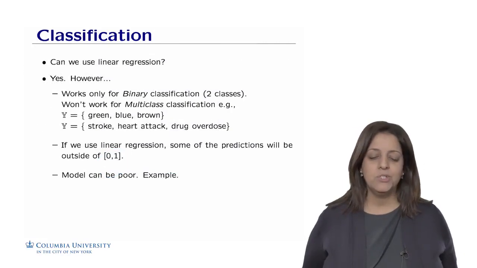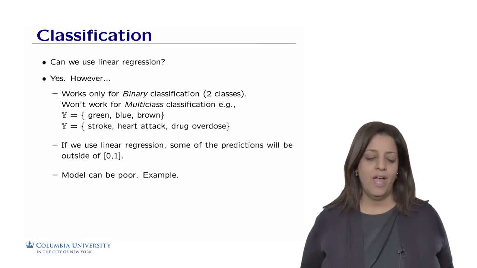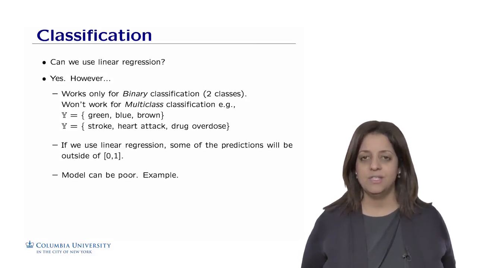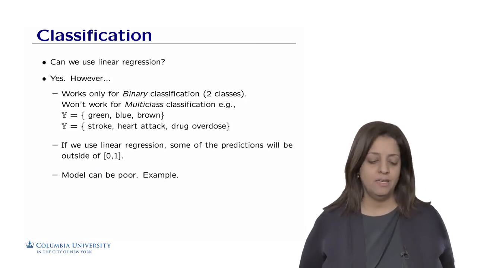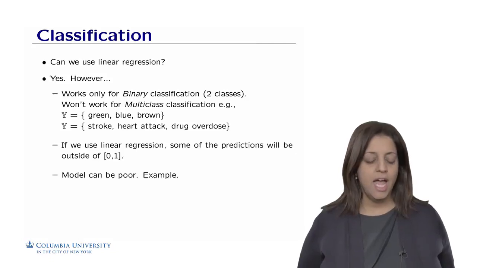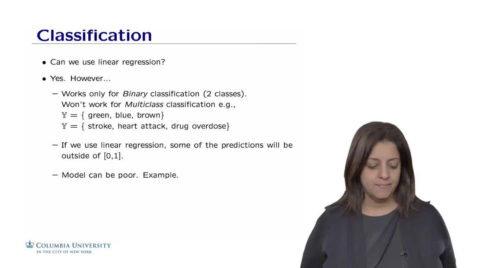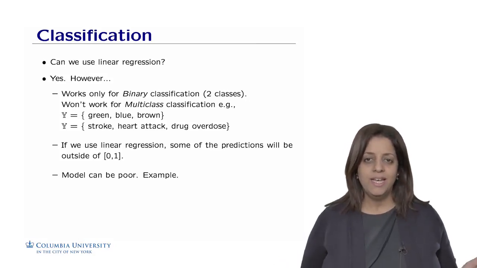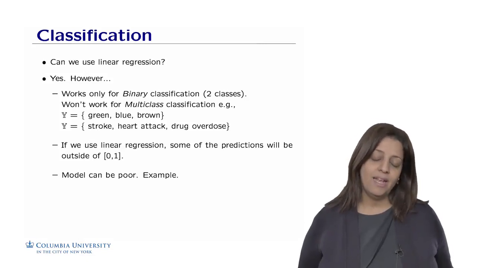You might be wondering whether we should just use linear regression. After all, we have a set of feature values, and we have an output that is 0 or 1, and linear regression allows us to find a numerical value as a prediction. Yes, however, first of all, this will work only for binary classification when we have two classes, and won't work for multi-class classification when we have three or more classes. Also, if we use linear regression, we could expect that the prediction will be outside of the domain 0 and 1, so we have to make sure that this is really tightened into 0, 1. And finally, the model can actually be poor.